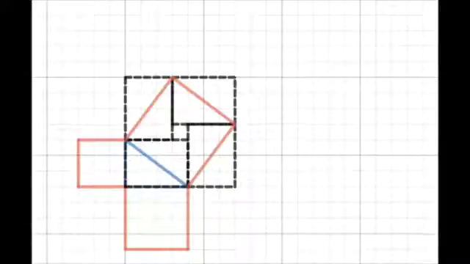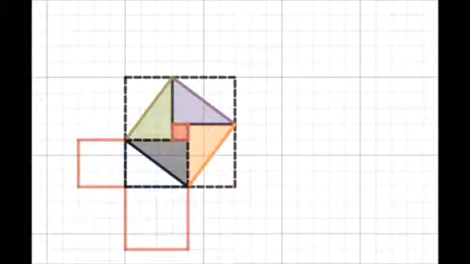Students are to collect data from their classmates and create a table of data, including the area of the square on leg A, the area of the square on leg B, and the area of the square on the hypotenuse. The task is to look for a relationship between the squares.